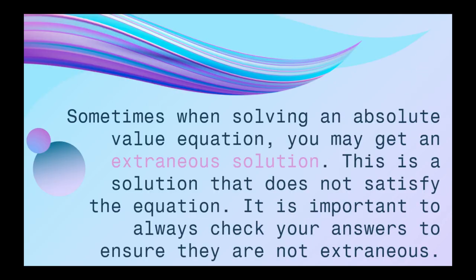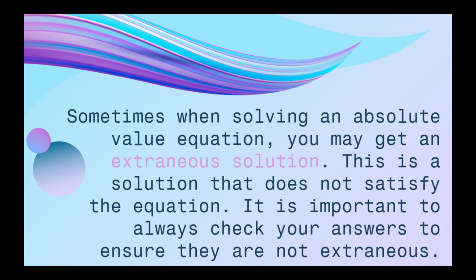So the other thing we need to talk about are absolute values and what happens when we get what's called an extraneous solution. So an extraneous solution is a solution that even though you did all of your steps right, it doesn't satisfy the equation. And a lot of times this has to do with that negative piece of it.